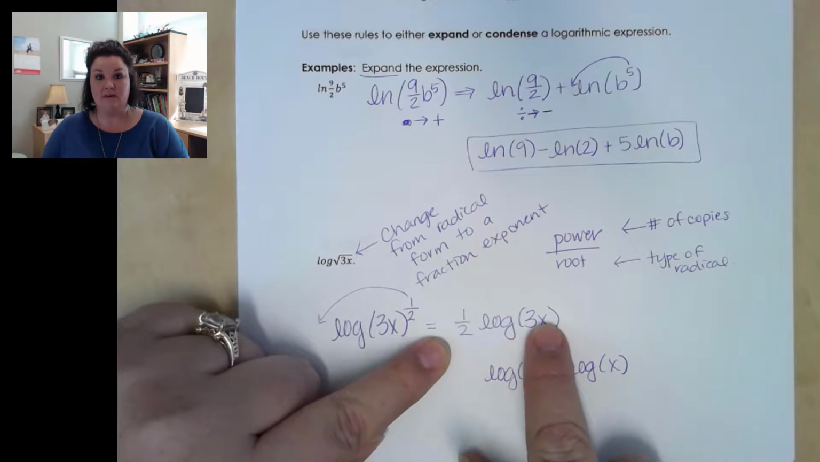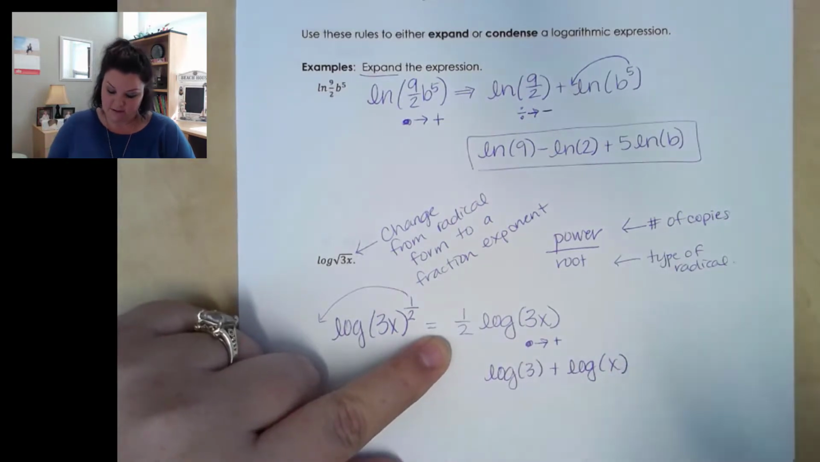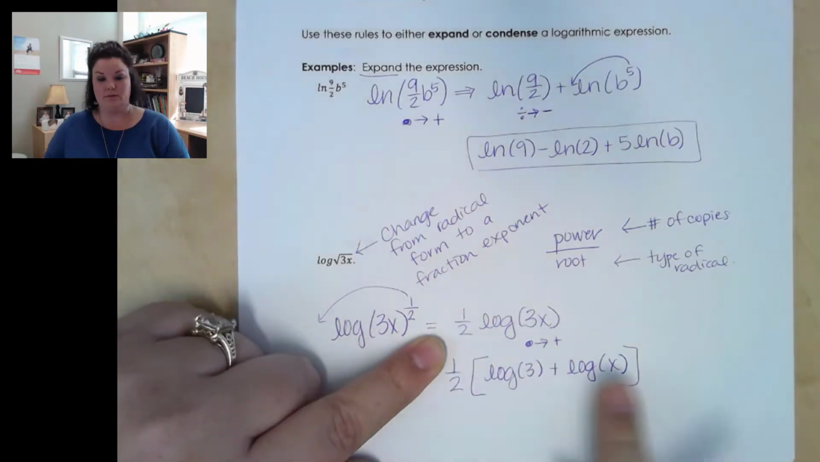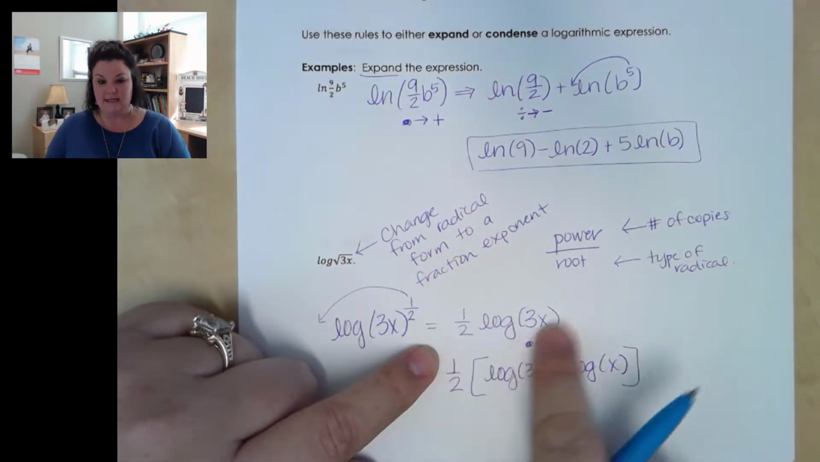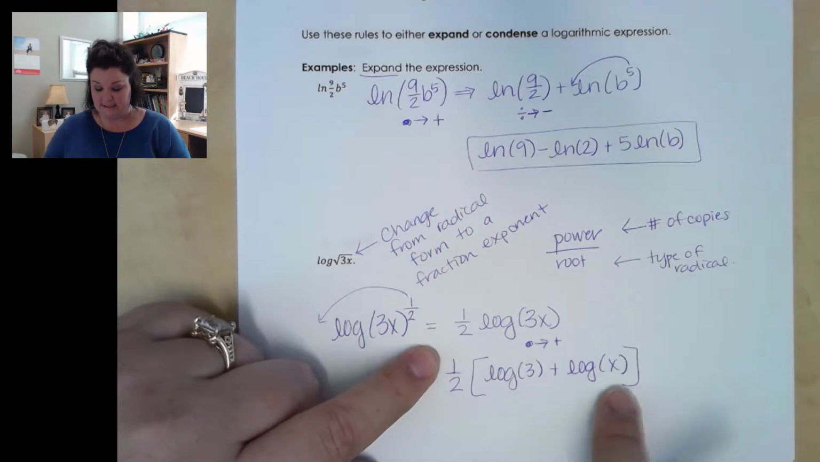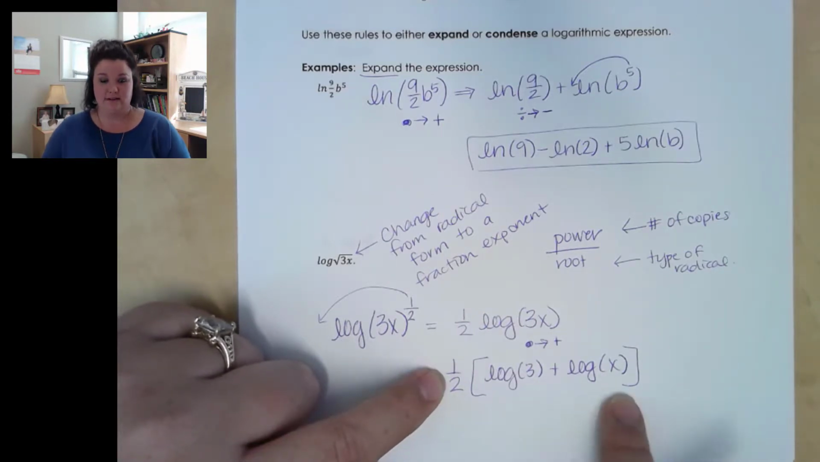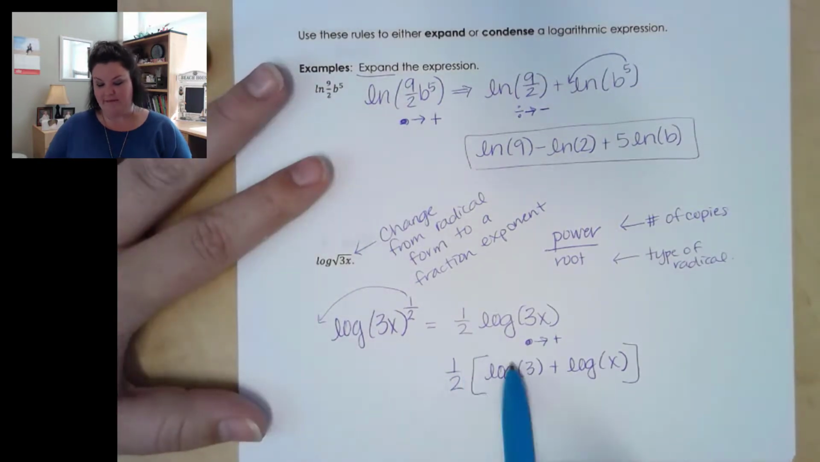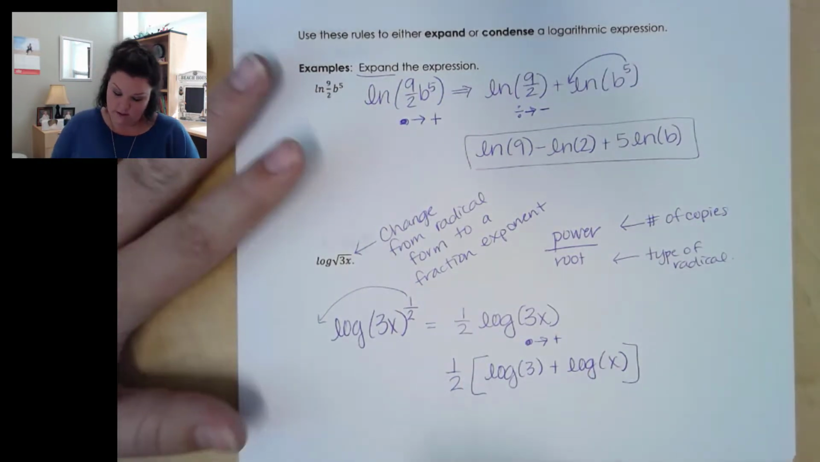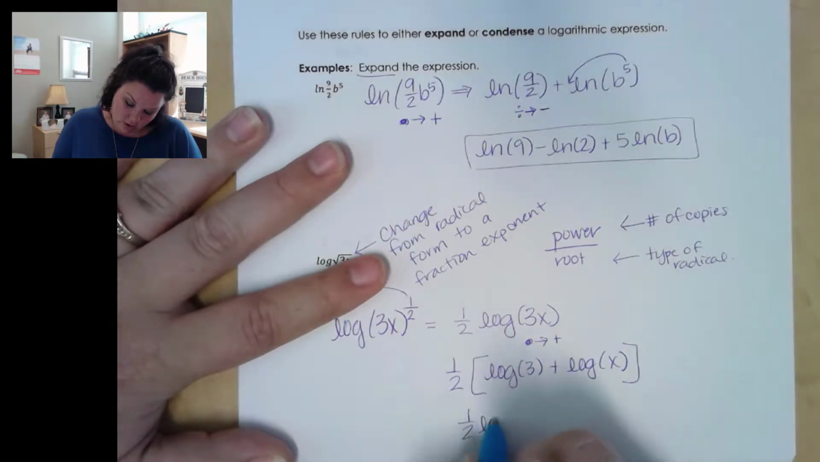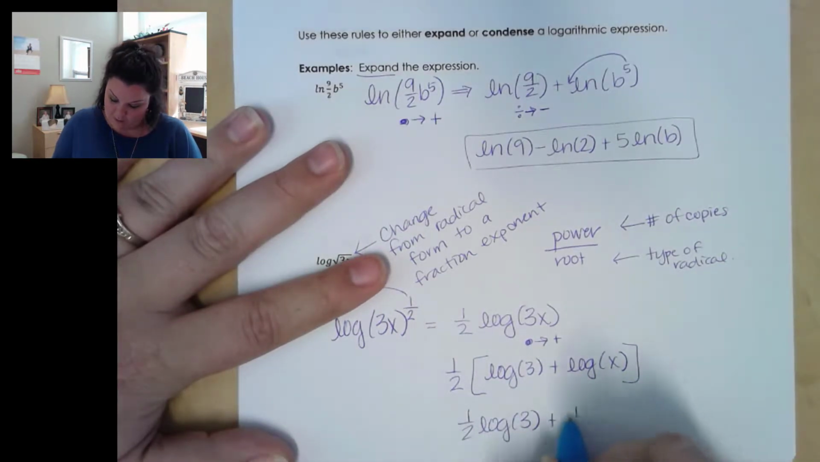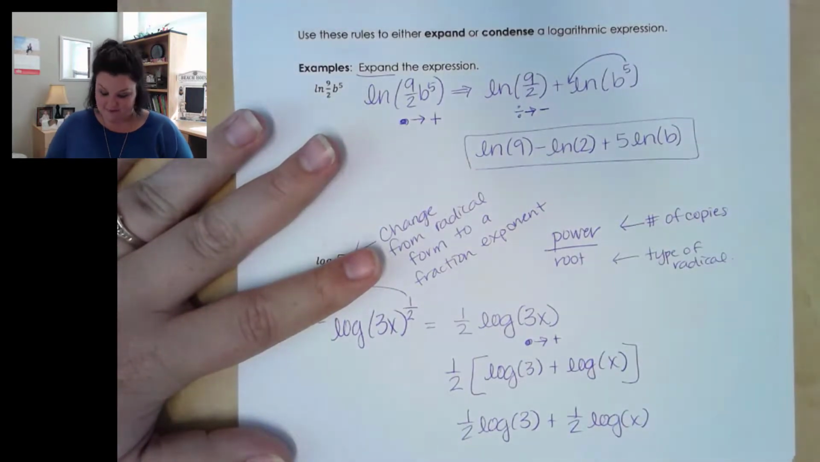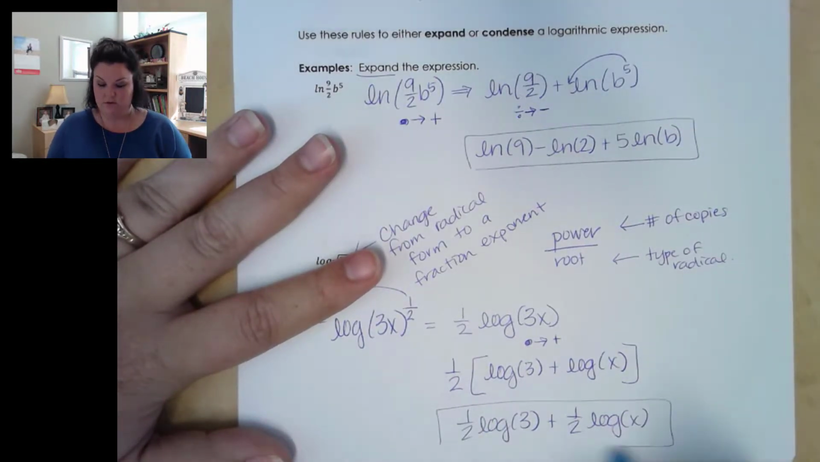So if this log 3x becomes 2 terms, I still need to be able to apply that 1/2 to both terms, okay? Because if the 1/2 was multiplying this, and this turns into 2 things, it still needs to be multiplying by that. All right, and then the last thing I'm going to do is just distribute this 1/2 in so that it's on both terms. So I have 1/2 log 3 plus 1/2 log x. And we just leave it like that. That's as far as we can go.